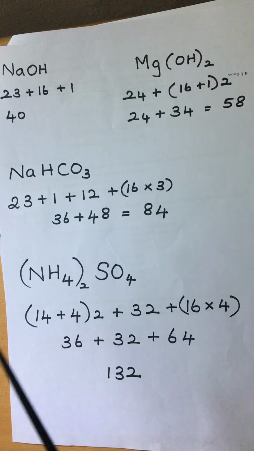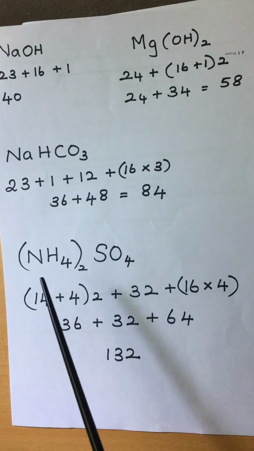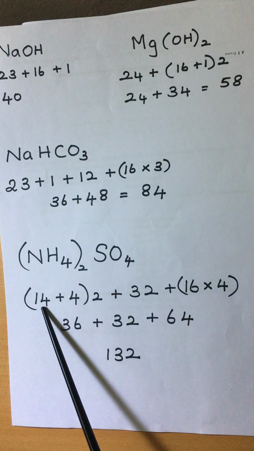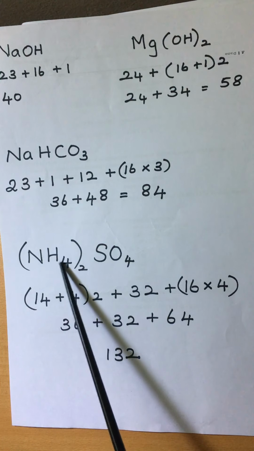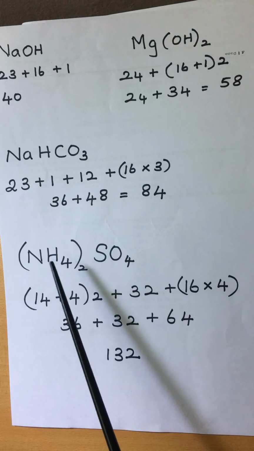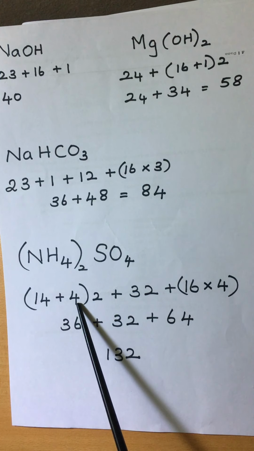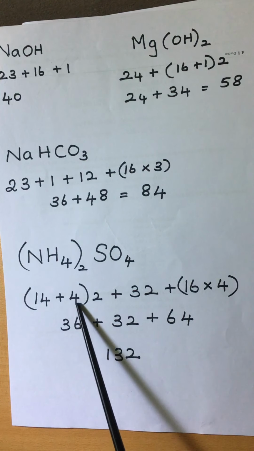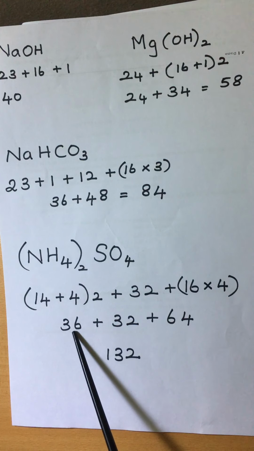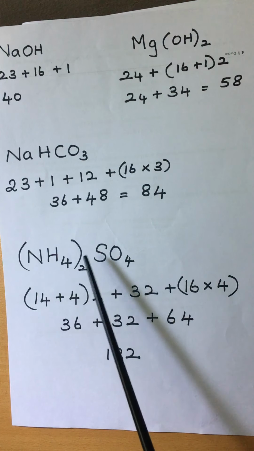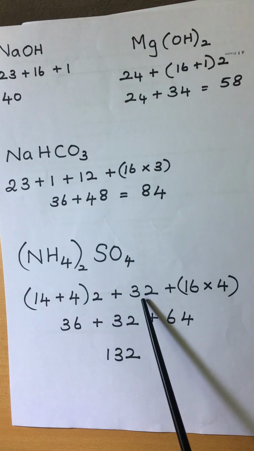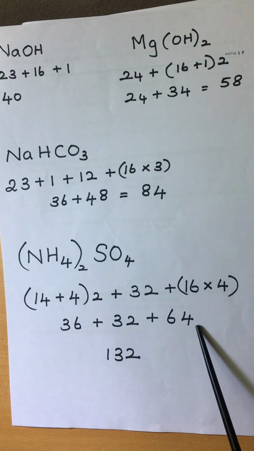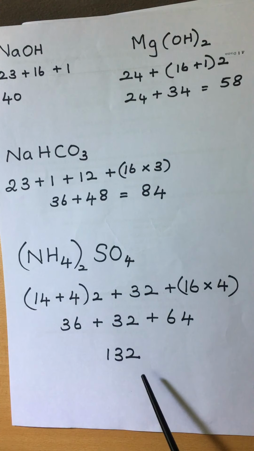No unit. Now here see this one a little bit. So ammonium sulfate. Here nitrogen 14. Hydrogen 1. So how many hydrogens are there? 4. So 1 hydrogen into 4, that is 4. Then you have to add these two and multiply by 2. 14 plus 4, 18. 18 into 2, 36. Sulfur 32. All the plus signs are not multiplication. S 32. Oxygen 16 into 4, that is 64. So when you add, you will get 132.